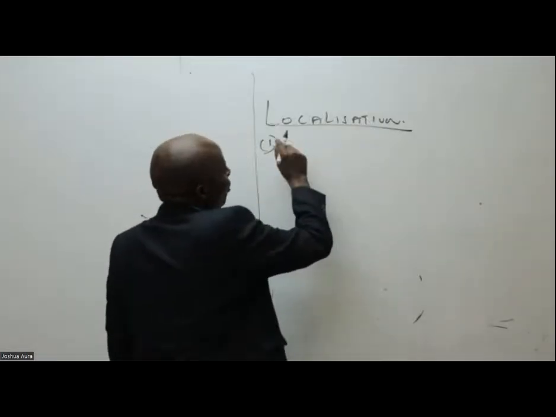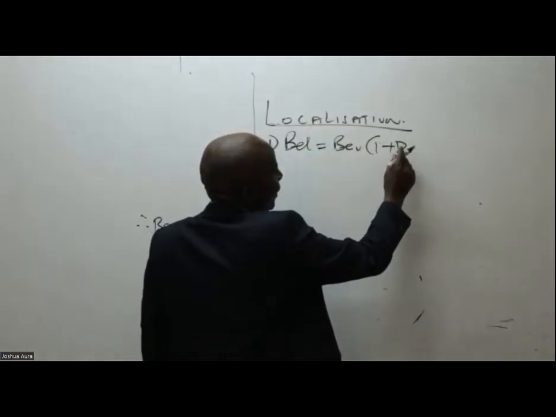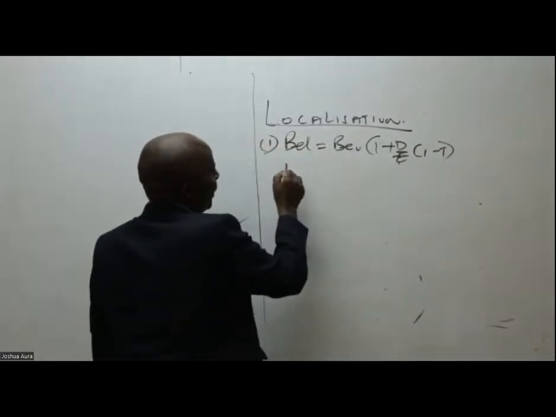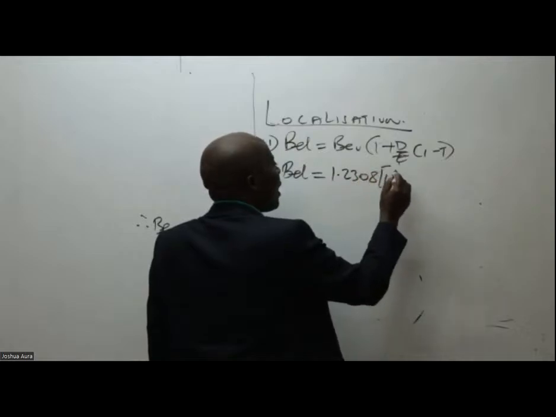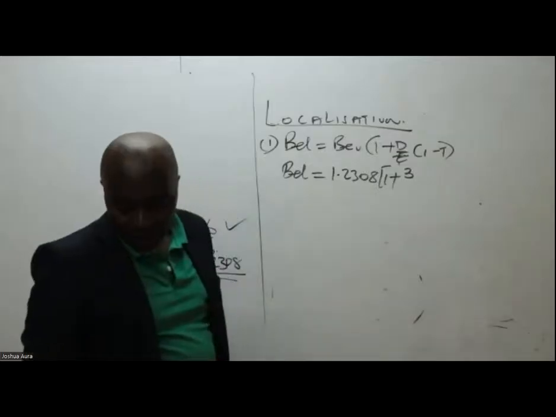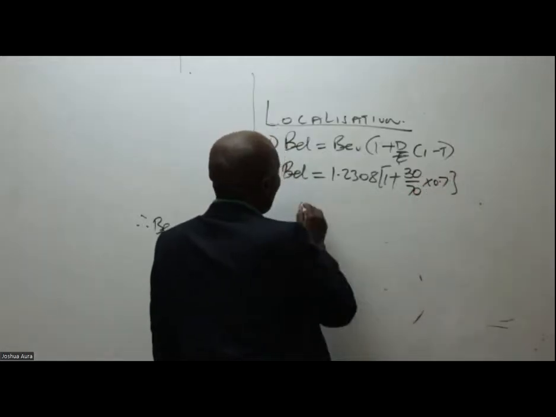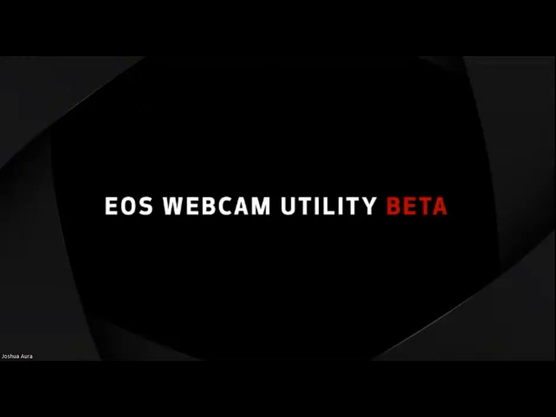So in this case here, localization is normally done using Hamada's model. We know that BEL should be equal to BEU into 1 plus debt over equity into 1 minus T. So my BEL localization here will be equal to BEU that I have here, 1.2308 into 1 plus debt over equity, which is 30 debt, 70 equity in Roman 1, and then 0.7. Your answer for BEL will be very similar to the other one we got above.